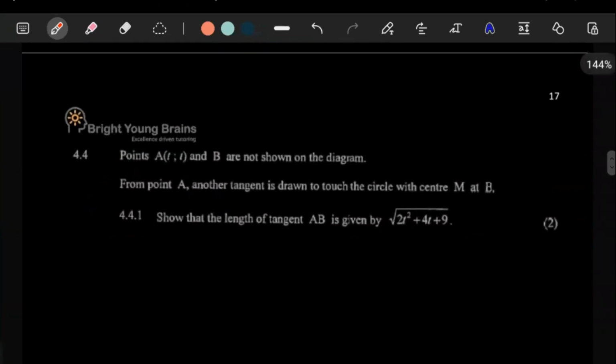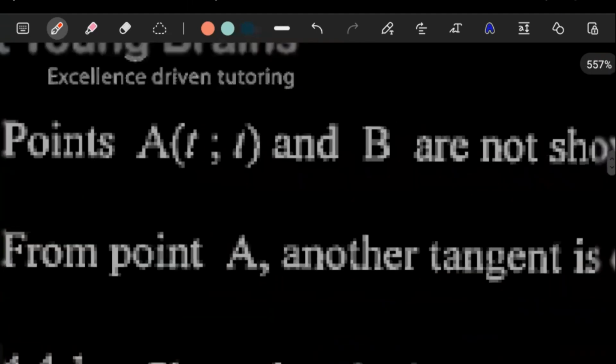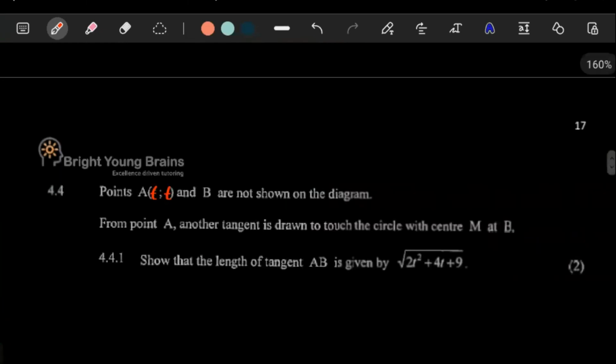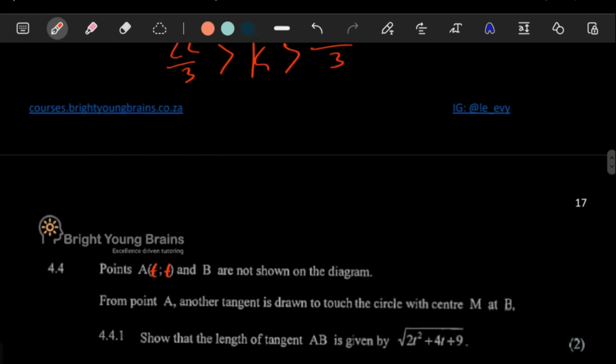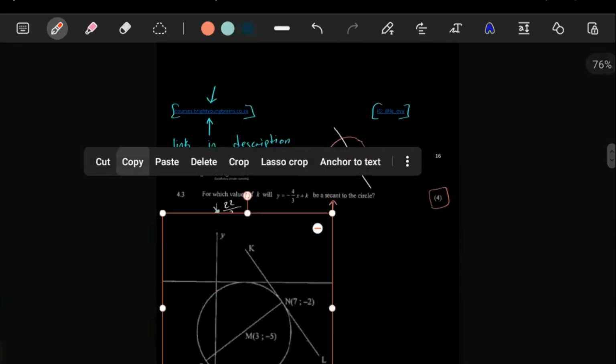It's a 2-mark question, nothing crazy. It says point A. A looks like it's a point where the x value and the y value are the same. Point A and B are not shown on the diagram. And then they said here, from point A, another tangent is drawn to touch the circle with the center M at B. But before we carry on reading, we might as well get our sketch.